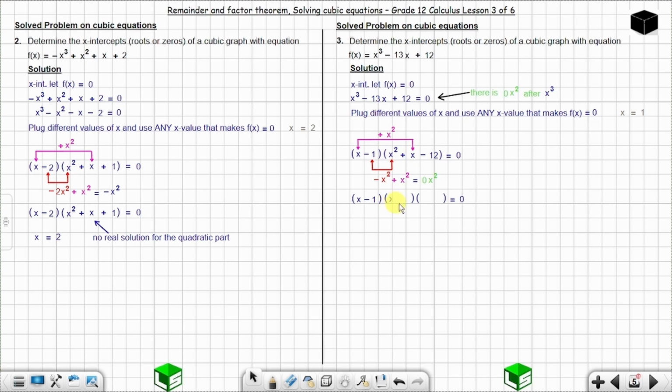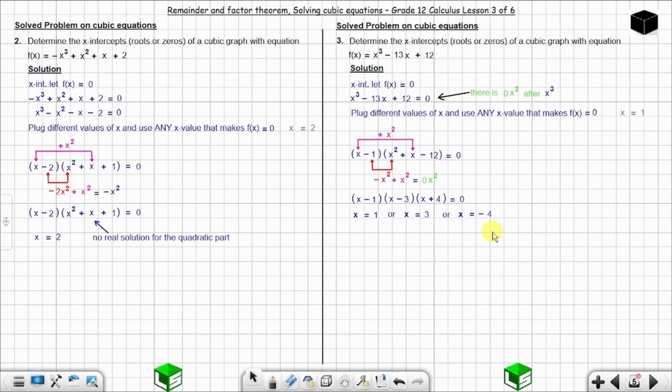I'm going to have x times x. And from this, I can use 3 times 4. 3 times 4 is 12. And from 4 minus 3, I've got 1. So I can have 3 there and 4. I'm going to have minus there and plus there. So x is equal to 1, or x is equal to 3, or x is equal to minus 4.